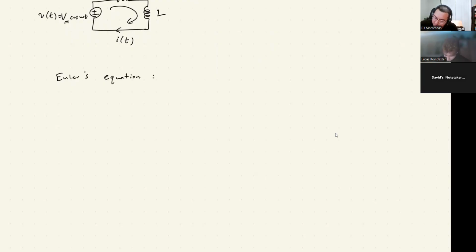And you might have seen this at some point in math, but maybe not. So Euler's equation is given by e raised to the j omega t equals cosine omega t plus j times sine of omega t, where j is the square root of minus one. And so this is a complex function and it has a real part.